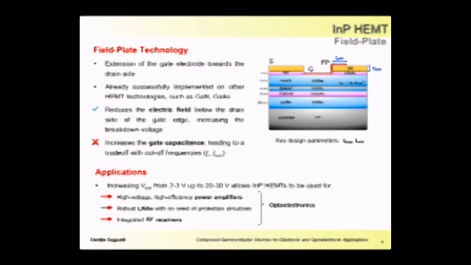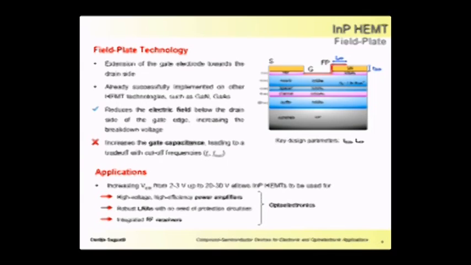We implemented the field plate technology on this device, which is an extension of the gate metallization to the drain side of the device. Thanks to this extension, the electric field under the drain side of the gate edge can be reduced, and in this way you can improve the breakdown voltage. The trade-off of this is the increase in the gate capacitance. So, of course, the fT and fmax will be affected, and the frequency behavior will worsen.